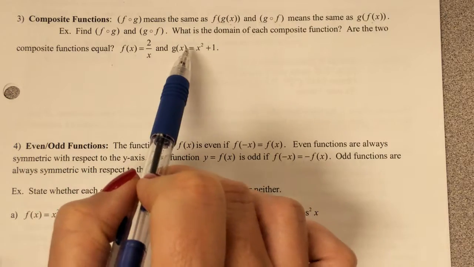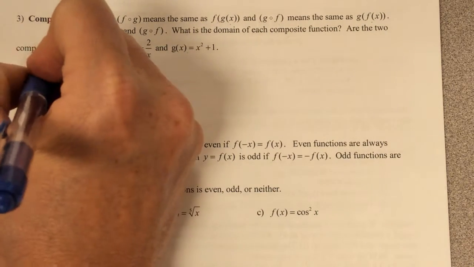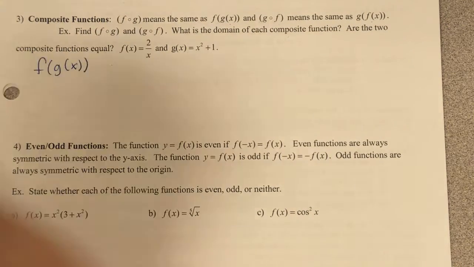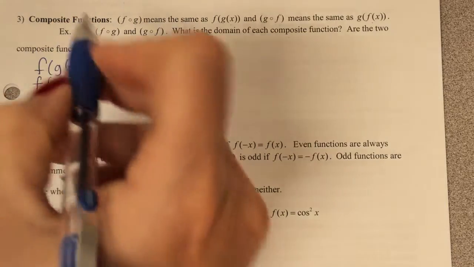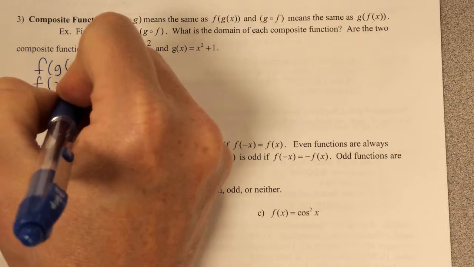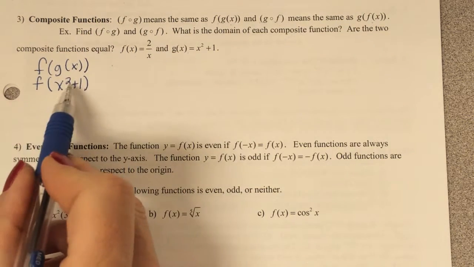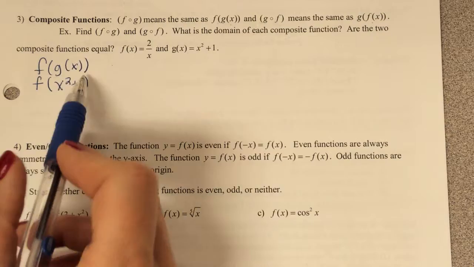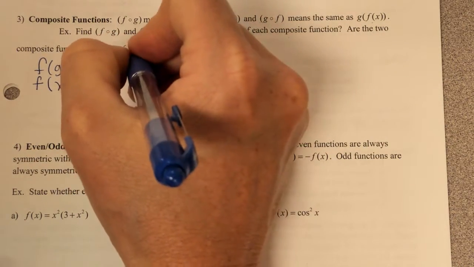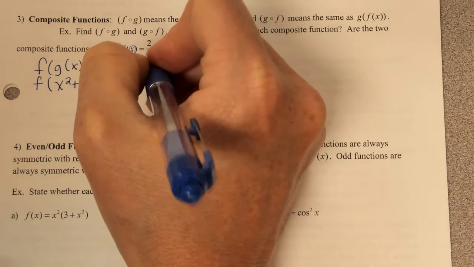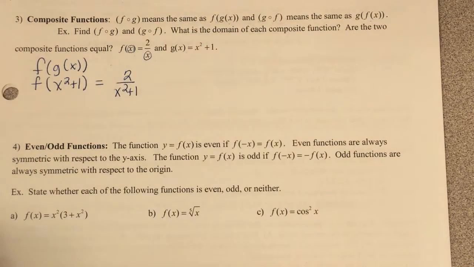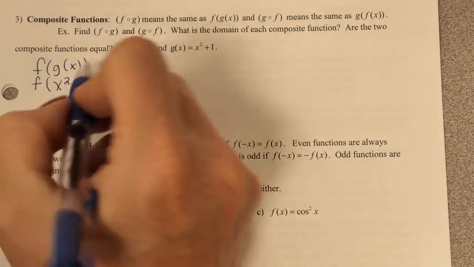So here's f of x and here's g of x. So we want to find f of g of x. I like to do this one step at a time. So we're going to have f of, and now I'm going to look and see what is g of x. Okay, here's g of x. So now in my f function, wherever I have an x in this f of x function, I have to replace that x with x squared plus 1. So this would be what f of g of x is.